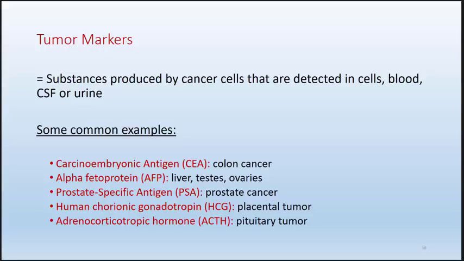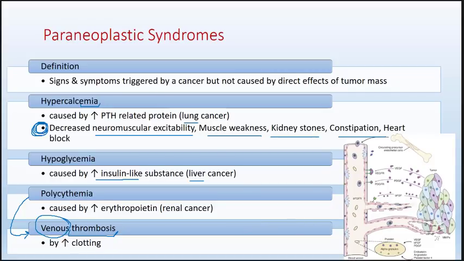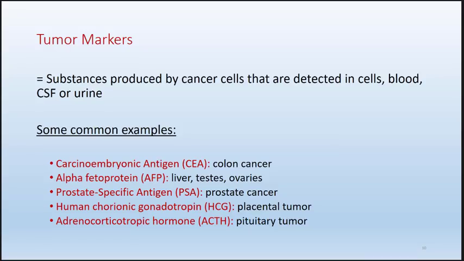There are specific biochemical markers of tumors that have been demonstrated to be helpful in the diagnosis of cancer. These tumor markers are produced by cancer cells, but they're also produced by benign tumor cells as well. And they can be found in various areas such as the blood and the cerebrospinal fluid. They can be detected in the urine as well. And up on the screen are some common examples.